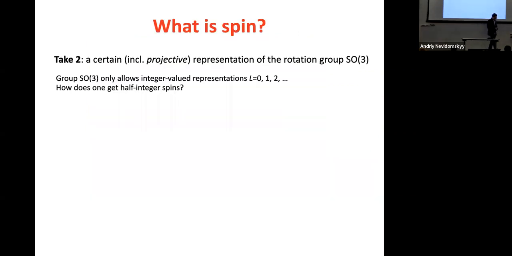Now, more seriously, if you ask somebody like Matt Foster, who's more mathematically minded than me, he would say, well, actually you should think of spin as a label that labels the irreducible representations of a spin rotation group. Now, there's one problem with that. When you taught quantum mechanics, you know that angular momentum only takes integer values. And how do I reconcile this with the electron having spin half?